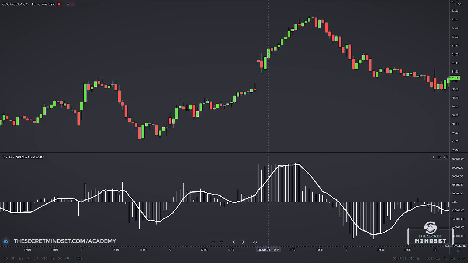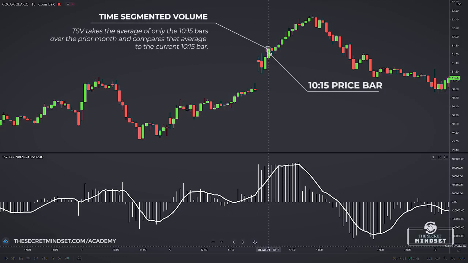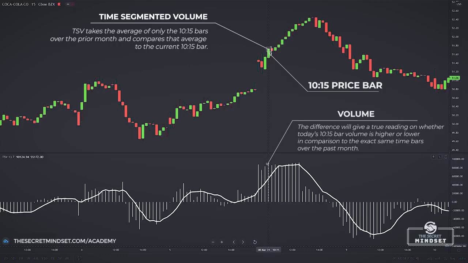Let's start with the volume on a 15-minute chart, and for example, look at the 10-15 bar. Now, take the average of only the 10-15 bars over the prior month and compare the average to the current 10-15 bar. The difference will give a true reading on whether today's 10-15 bar is higher or lower in comparison to the exact same time bars over the past month.